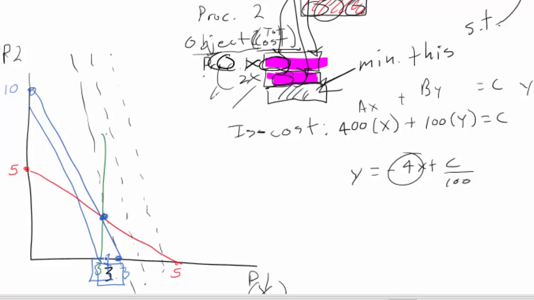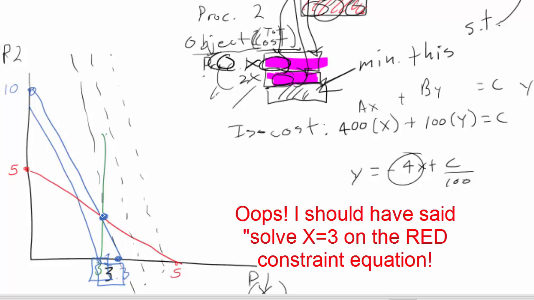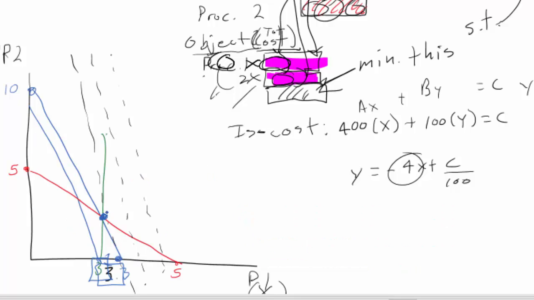the value of process 1 is at 3 hours. I could solve that on this blue constraint equation, which has a slope of minus 10 over 3. Solve for my optimal value of y. Algebraically, it'll come out to 2. And then I plug those values into here and find my optimal cost, which would be 1,400.